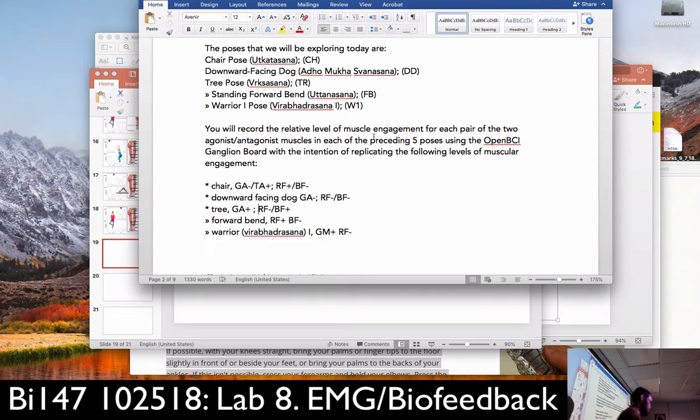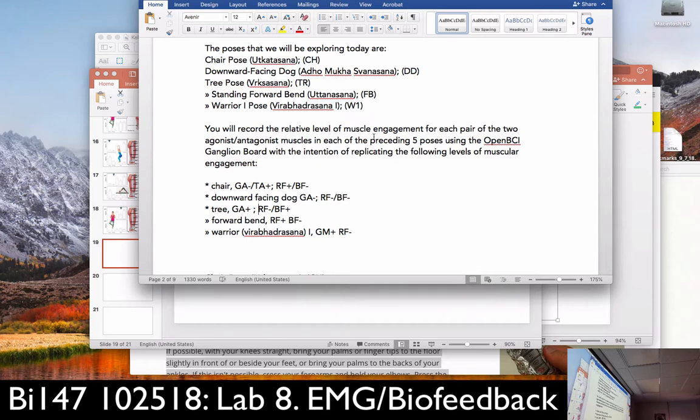What you're going to do is go to that same OpenBCI software link and open up the same tutorial link that you had last time, and hook up the electrodes this time on the muscles that you want to trace. A pair of electrodes will go on the gastrocnemius, a pair on the anterior tibial, a pair on the rectus femoris, and a pair on the biceps femoris. You'll have all four of those channels running instead of just one trace like last time, so you'll be able to monitor them.